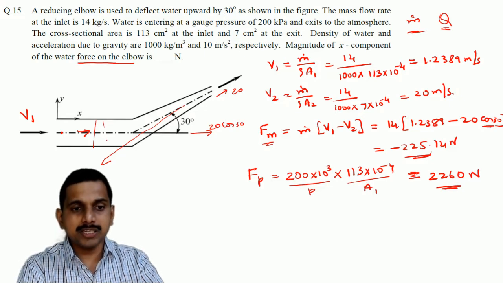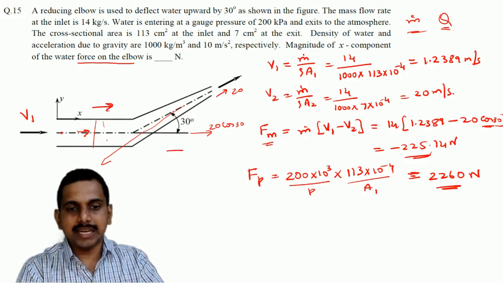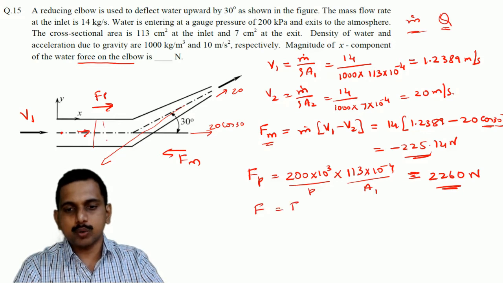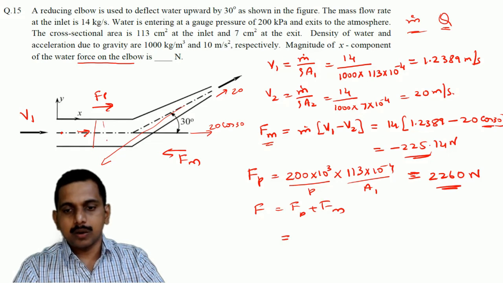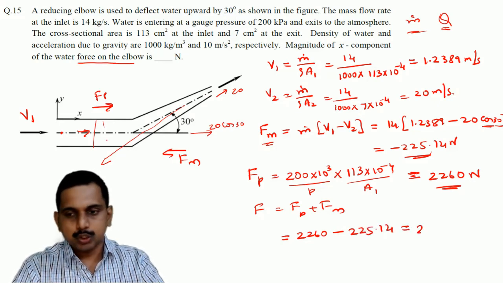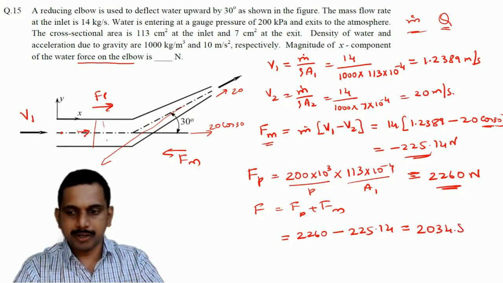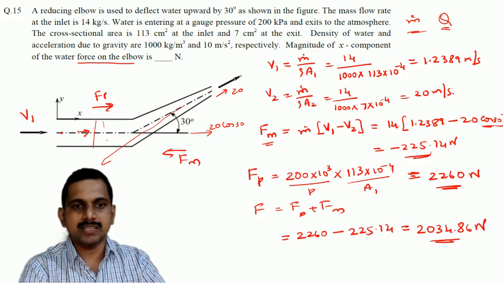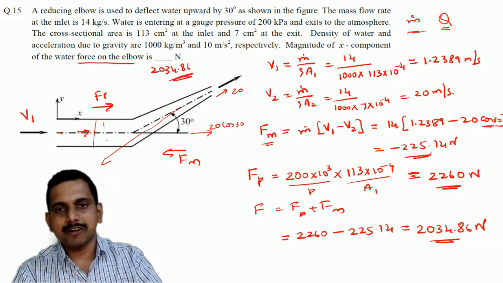Now this is in the positive direction and this is in the negative direction. So Fm is in the negative direction. Total force is equal to Fp plus Fm, which is equal to Fp, given as 2260, minus Fm, which is 225.14. So the answer I am getting is 2034.86 Newton. This is the answer. I hope you have understood this, students.